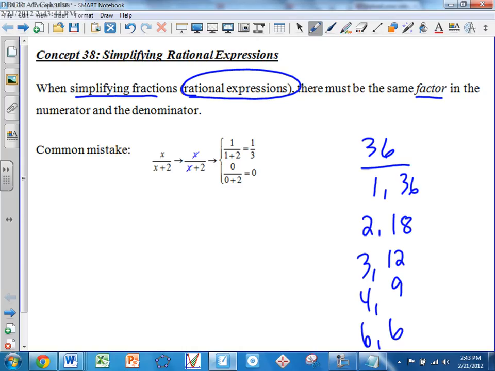Now, the only way you can simplify an expression is if the numerator and denominator have the same factor. Here is a common mistake given. Take a look here. The person decides, okay, there's x over x plus 2, and they say, well, we can cancel those x's, and then you're left with just 1/2. That's not true, though. Who can tell me why this isn't true? Looking at this original statement right here, and based on what we just said, why can you not cancel the x's?